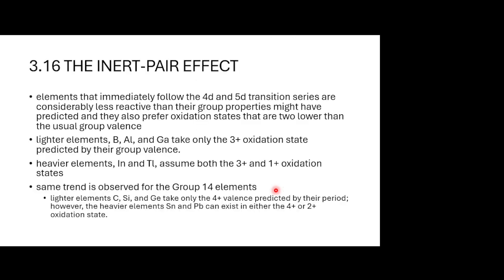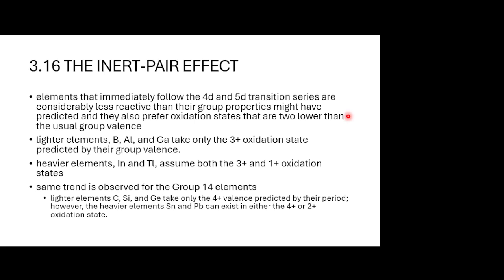So this right here is going to be the inert pair effect. So elements that immediately follow the 4d and 5d transition series. So if we look at the transition series, those are the transition metals in the middle here. And this is going to be the 4d and 5d. What periods are those, by the way? So d orbitals trail by 1, right? Yeah, so just add 1 to these numbers, and that'd be your period. So period 5, period 6, right?